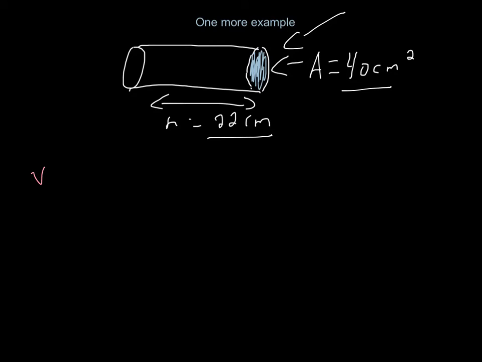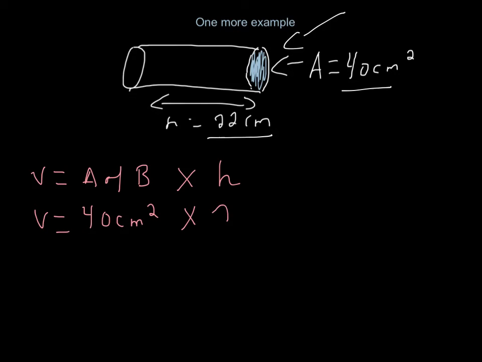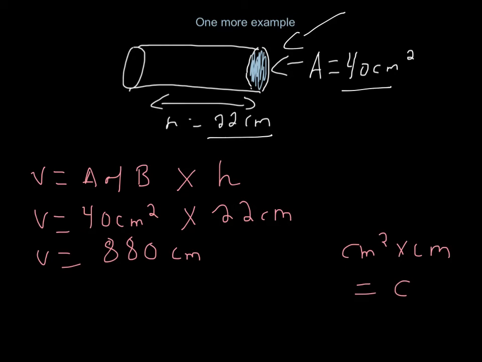Okay, so again, our volume is always equal to the area of the base multiplied by height. So let's fill this in. Our area of our base is 40 centimeters squared, and our height is 22 centimeters. When we multiply those together, we get a grand total of 880. And again, centimeters squared times a centimeter equals centimeters cubed. So our final answer is 880 centimeters cubed.